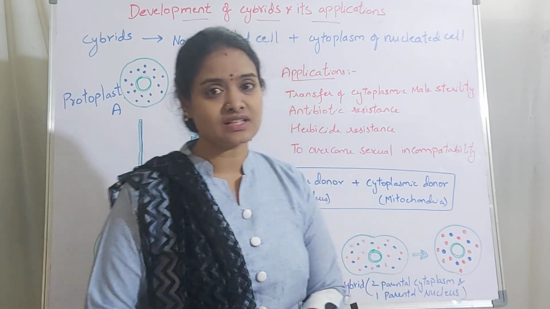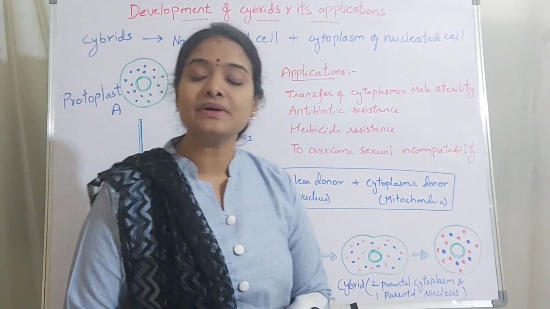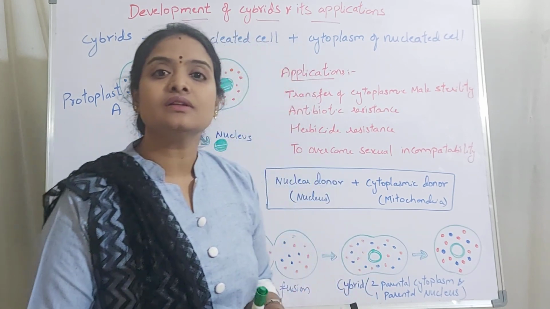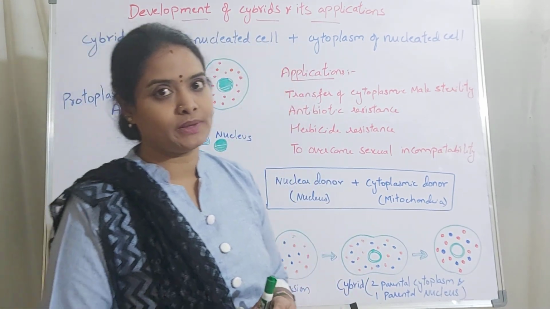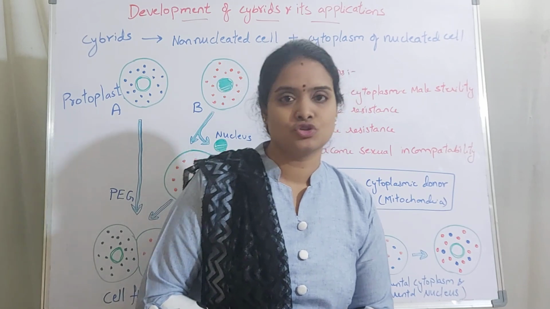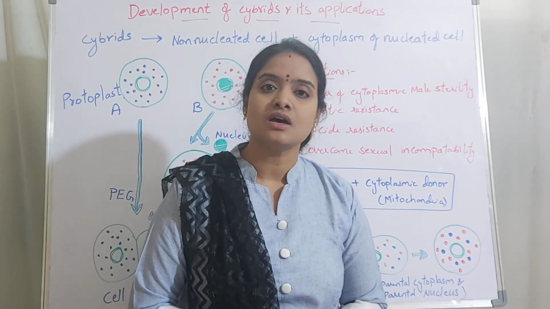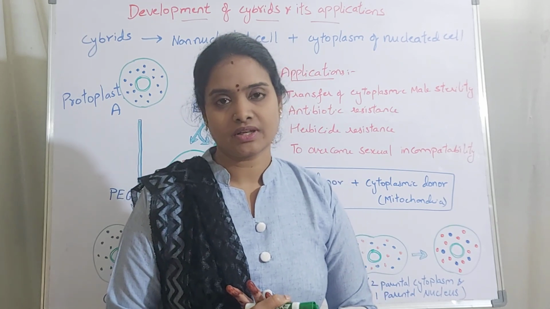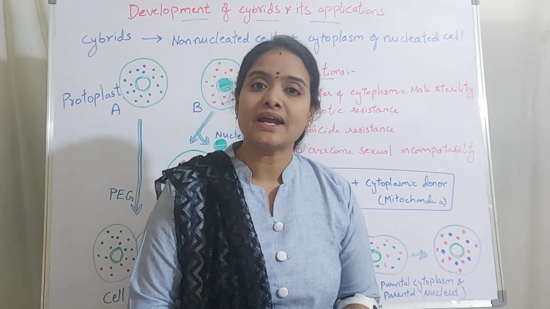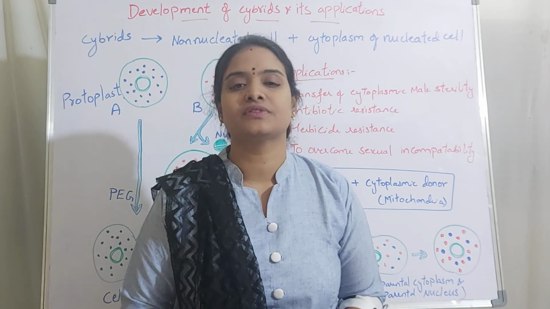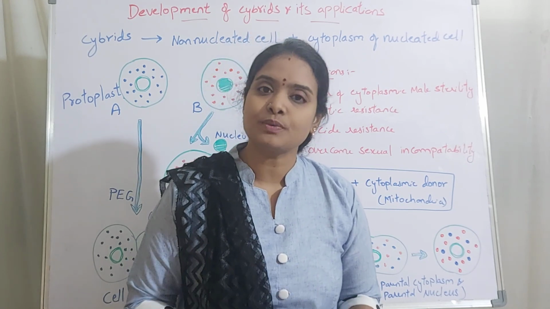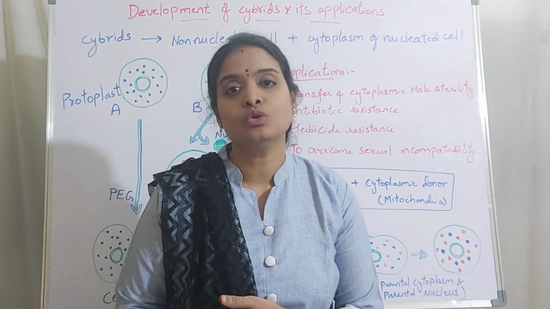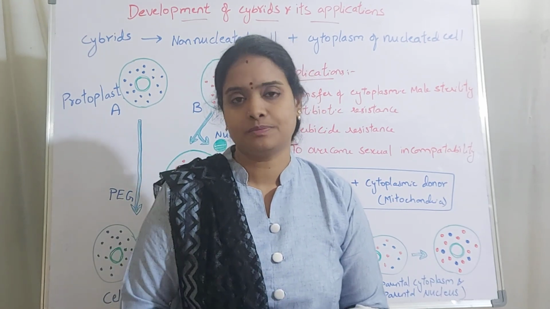So in today's class, we will discuss the development of cybrids and their applications. Right? In the last class, we discussed protoplast culture and fusion. Protoplasts are plant cells devoid of cell wall. Or simply, you can say the plant cell without cell wall is referred to as protoplast. These protoplasts are fused so that you produce a new variety or a hybrid variety of plants, right?